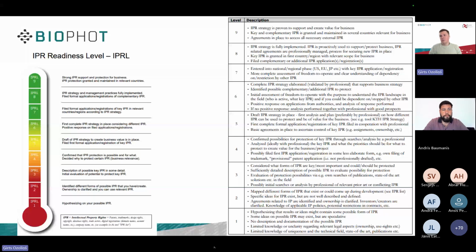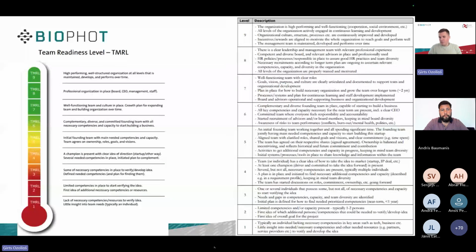Team, yes, team, again, a very important aspect, because a good team can make a successful commercialization and technology push to market. A bad team can only drown maybe the good idea. So team is very important.